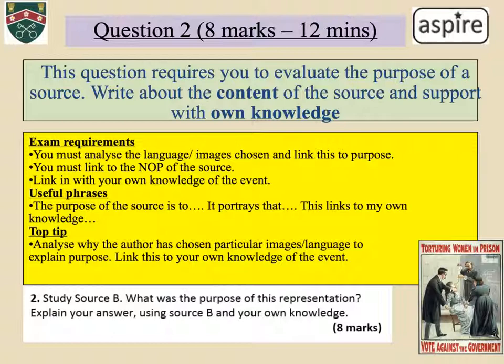Some useful phrases are to use phrases like the purpose of the source is to, focus on what the source portrays, and you also need to try and link in with your own knowledge. Top tip, really analyse why has an author chosen particular images and languages. What effect are they meant to have on the reader? Try and use some of the skills that you use in your English language paper in this question.